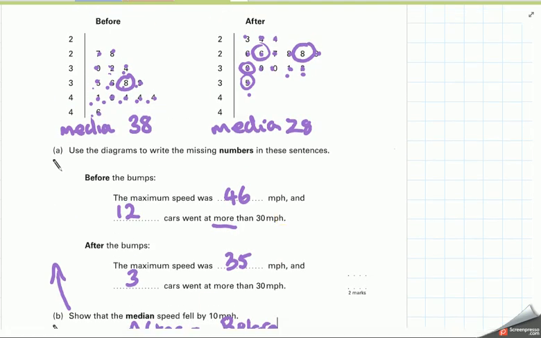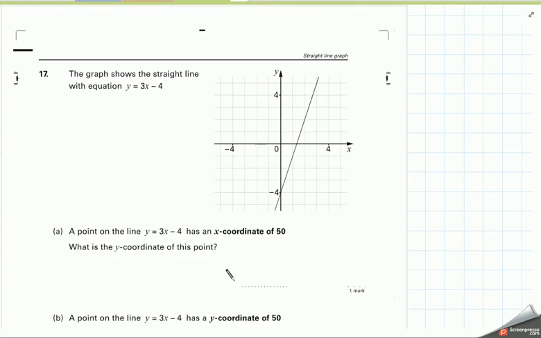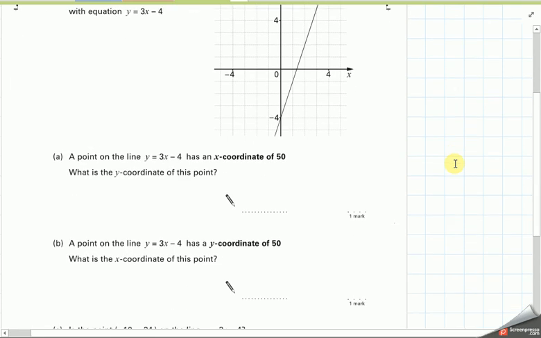Okay. Just put a pause on this for the moment. So this is an equation of a line problem. There's another one later which is more about the equations of lines. This is to do with coordinates. So a point on the line y equals 3x minus 4 has an x coordinate of 50. What's the y coordinate? What do I do to do that one? How do I get the y coordinate from this equation?